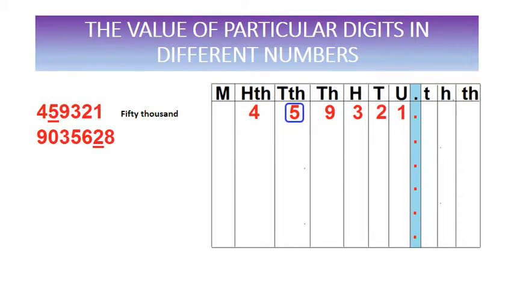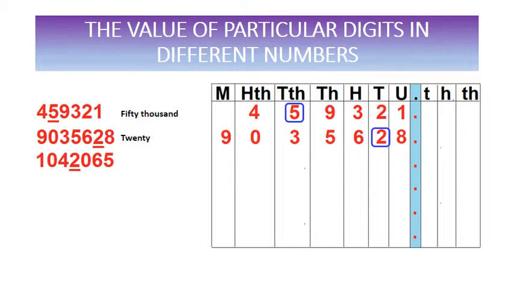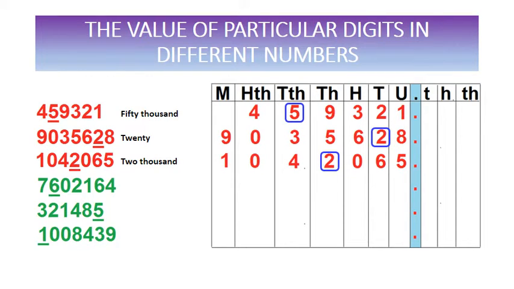Here we're asked to give the value of the 2. You can see that it's in the tens column, so it's 2 lots of 10, which is the same as 20. Here again, we've been asked to give the value of the 2, but this time it's in a very different column. It's in the thousands column, so this digit represents 2000. So see if you can do these next ones yourself.